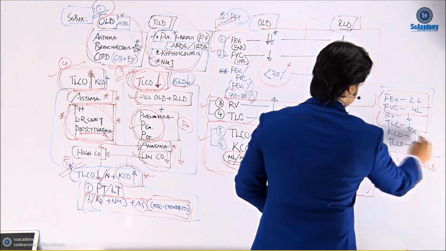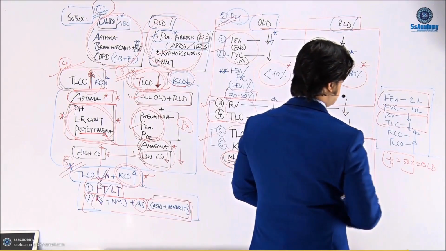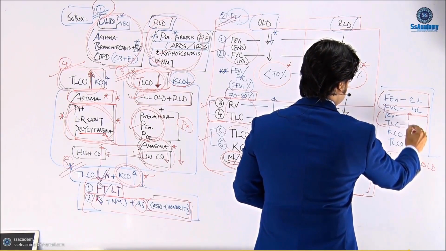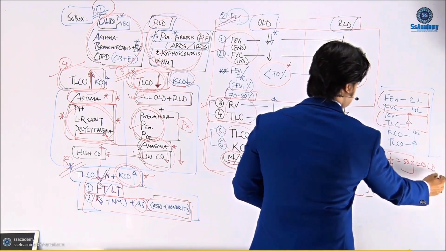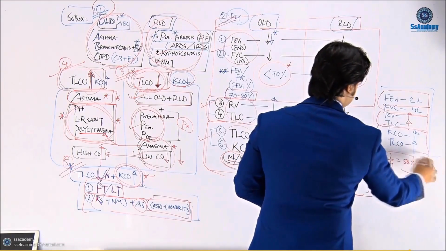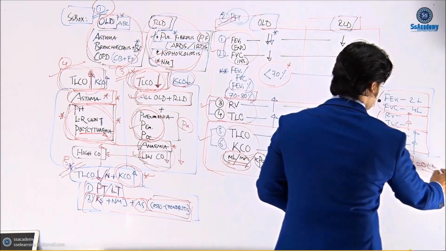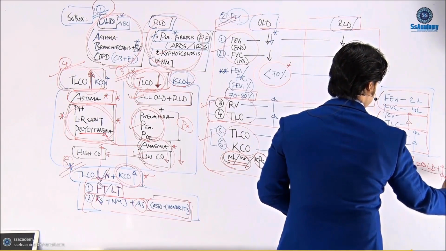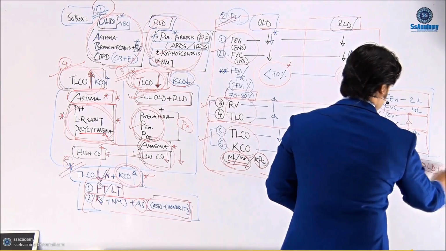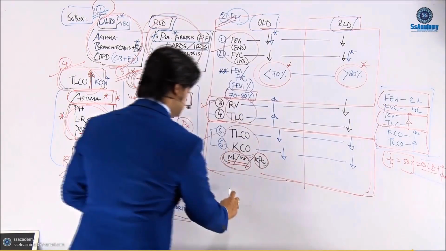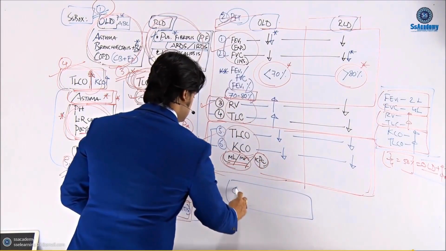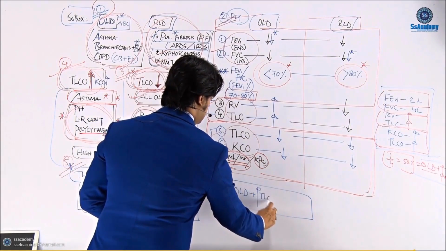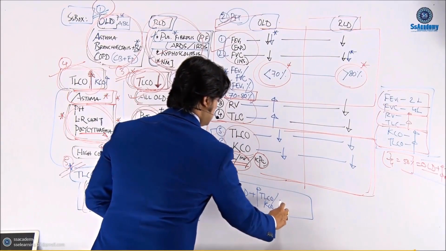You see the residual volume and TLC, just make it high. Residual volume and TLC high, so this is, of course, OLD. This is proved. And KCO and TLCO are increased: OLD plus KCO and TLCO increased. All right, so I'm writing here so you can understand. Make a box: OLD plus raised TLCO or KCO.